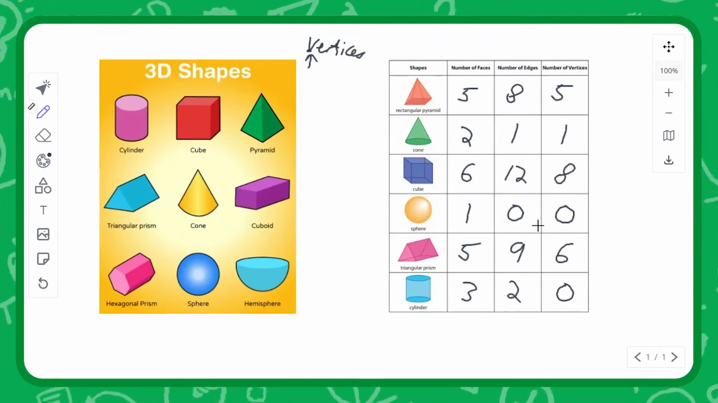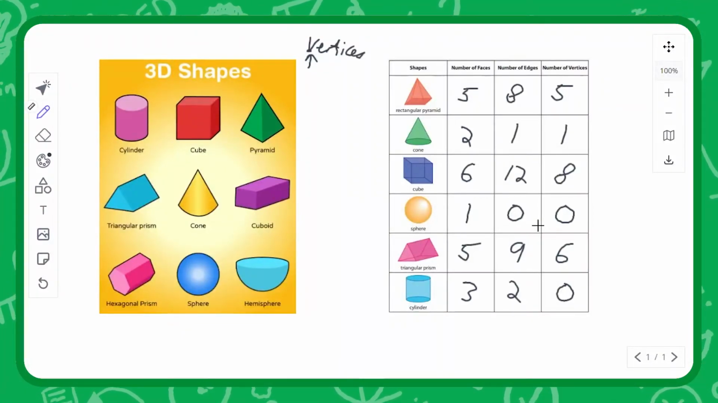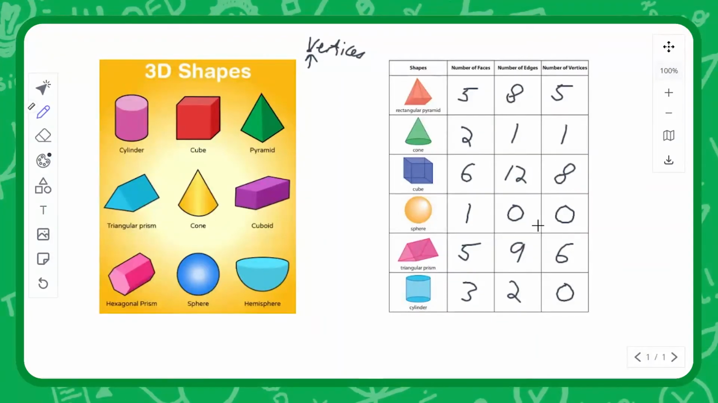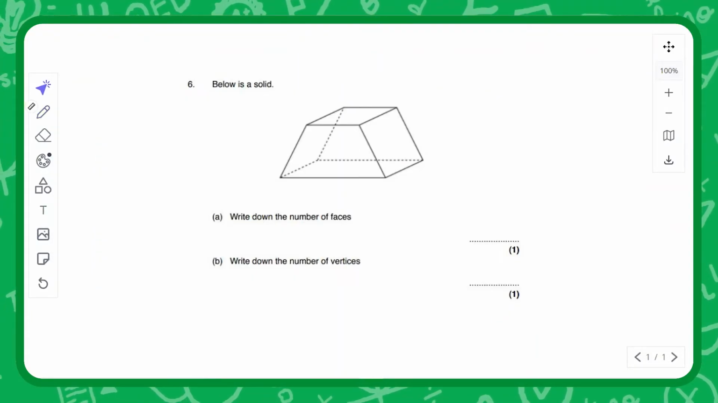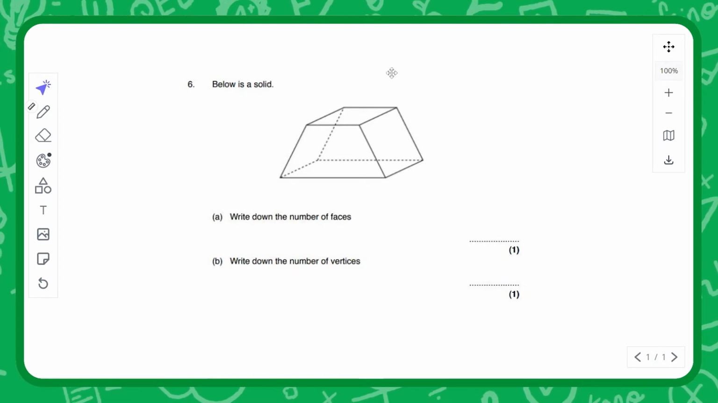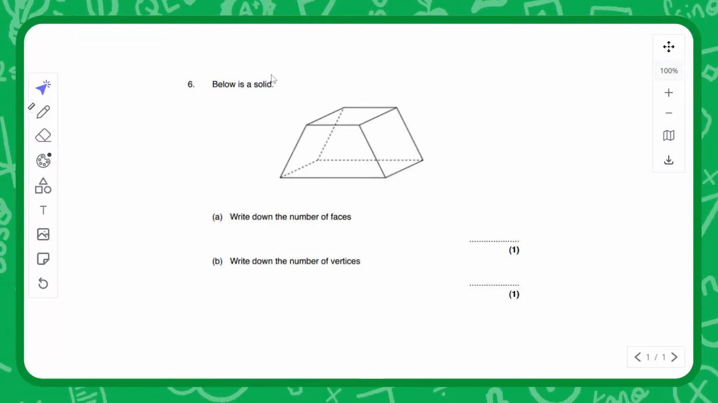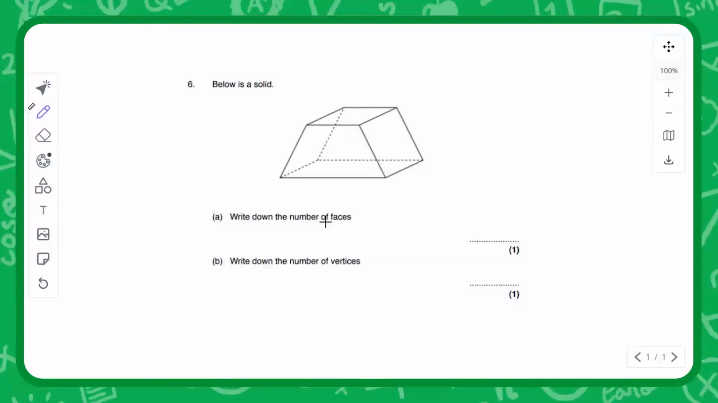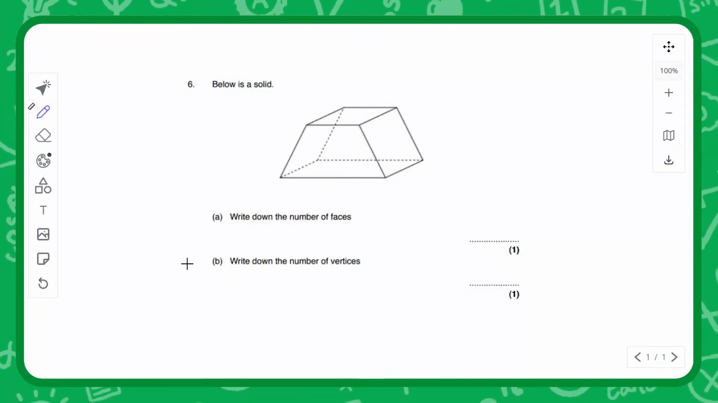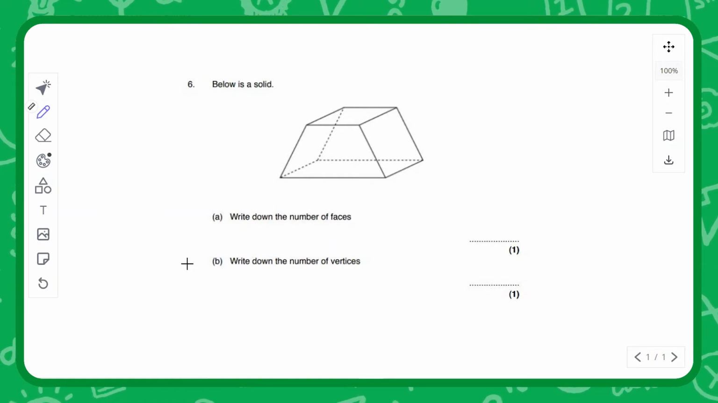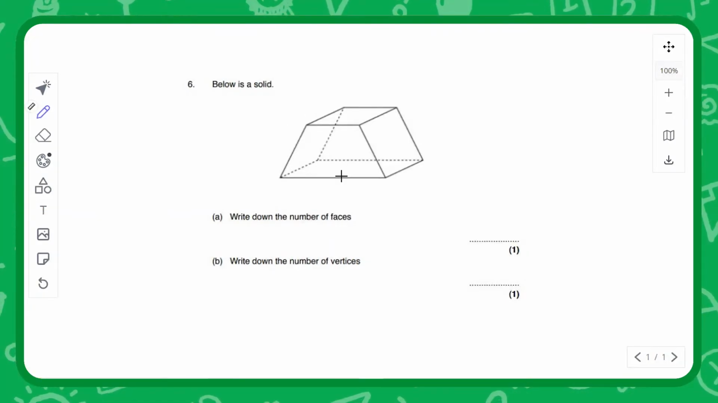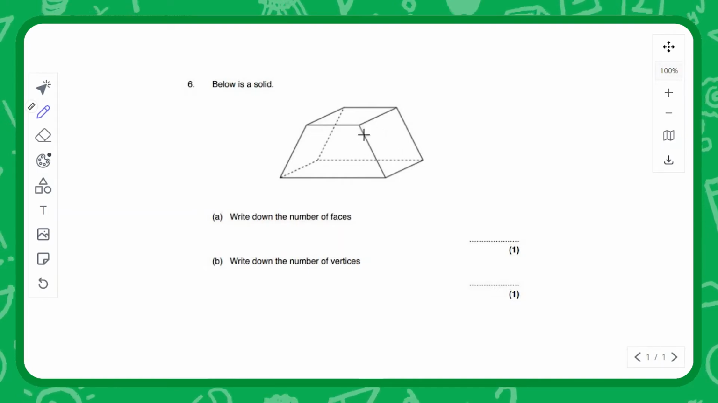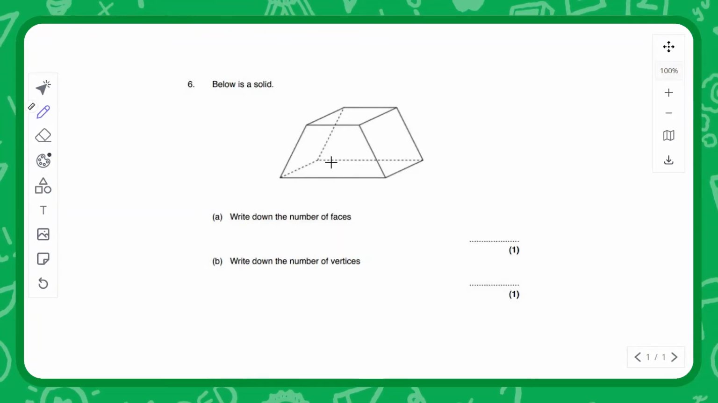Okay. Now, we're going to move on to just see some exam questions of this and see how they are applied. So, here is an exam question. You have to, given this solid, find the number of faces and find the number of vertices. So, let's approach this carefully in an exam situation. You're given these dashed lines at the back. That's your ability to see behind the shape as well as see the front.